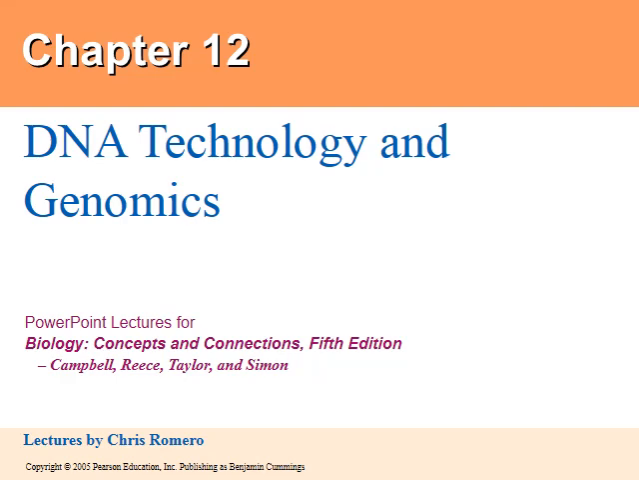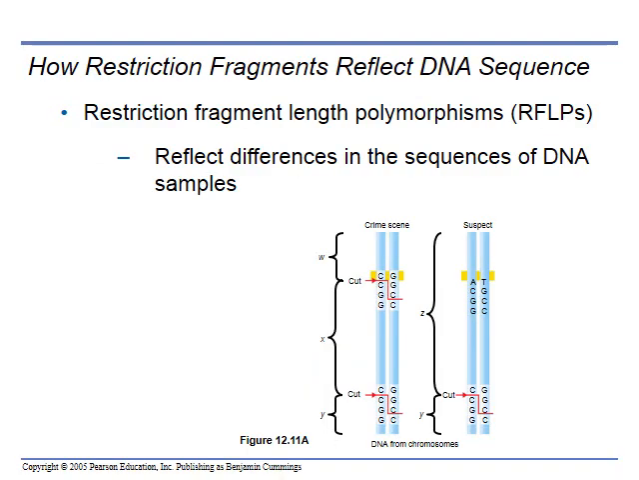Okay, chapter 12, part 2. So we were talking about how we could take these fragments. You could take the same restriction enzyme and chop up the DNA and you would get different lengths. Well, how does that work? It's kind of hard to describe it. A picture's worth 1,000 words.